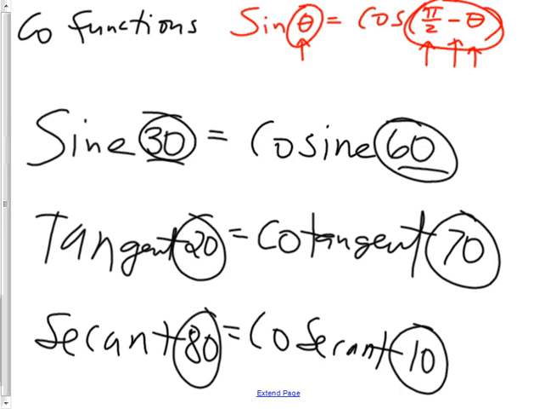Yes, sir? What is it? Sine goes with cosine. It's cofunction. Do you get that it has the same word in it? Sine, cosine.